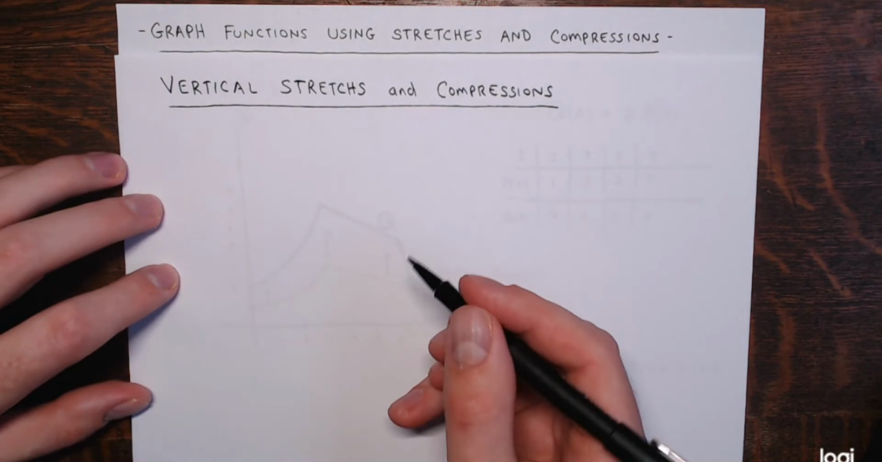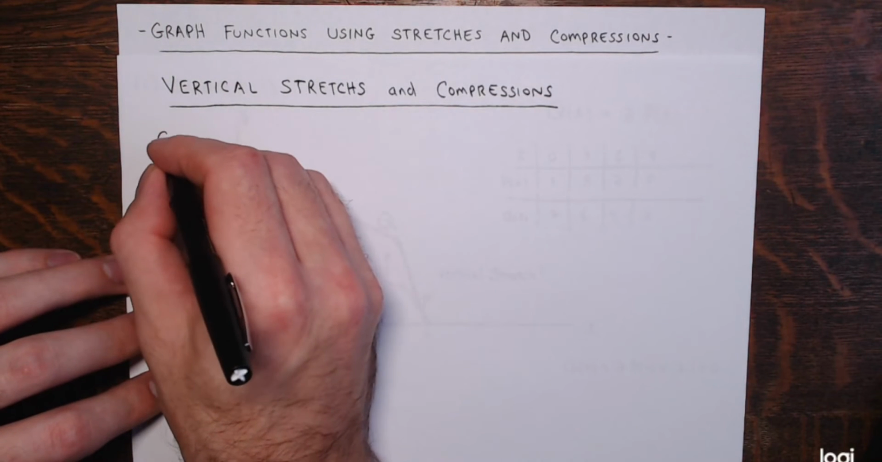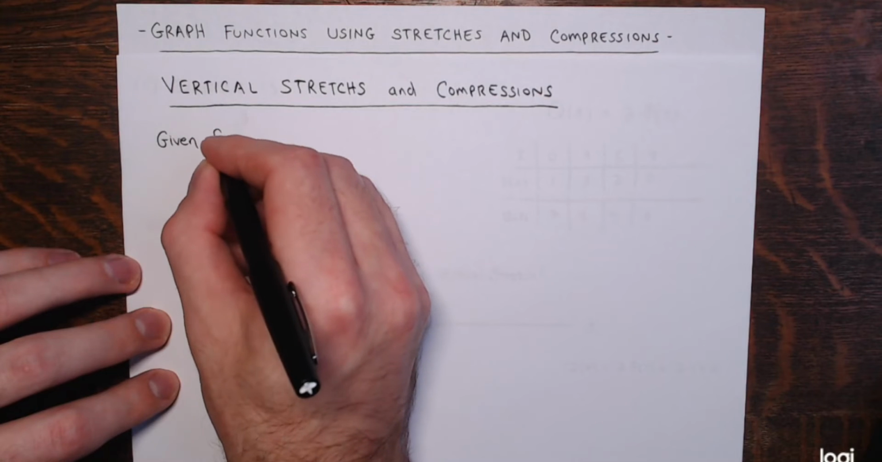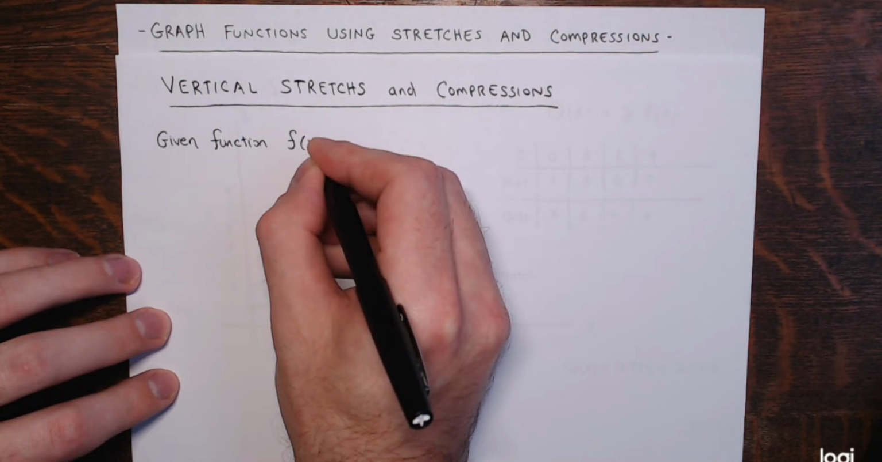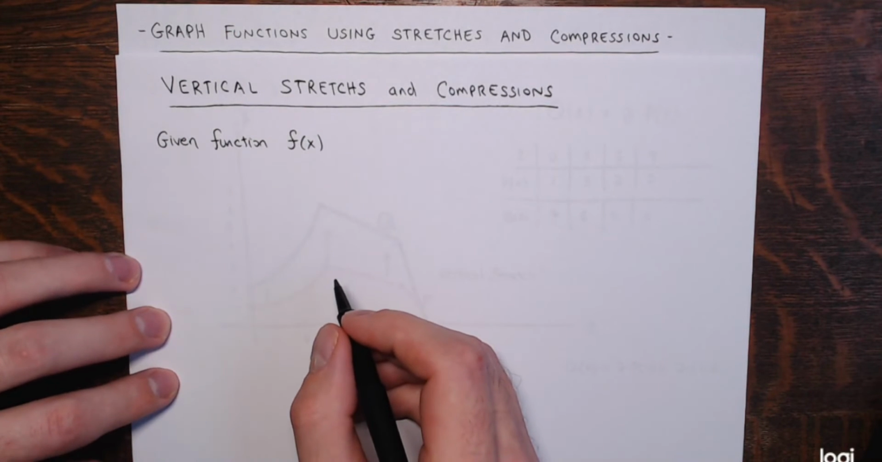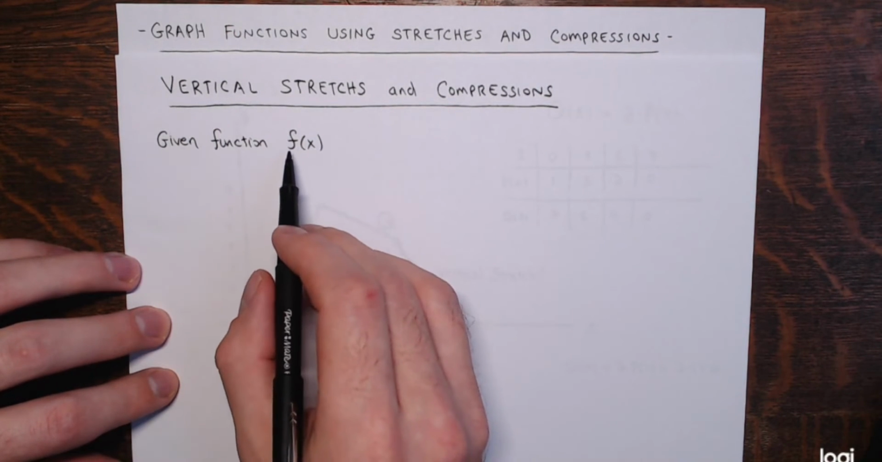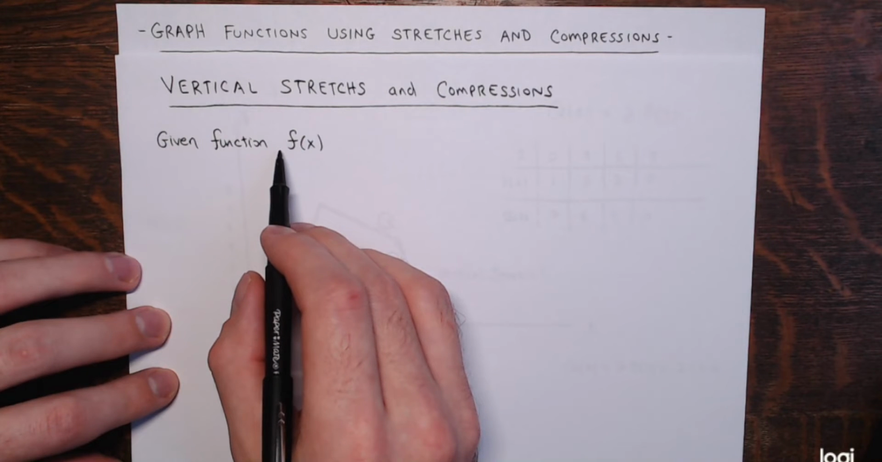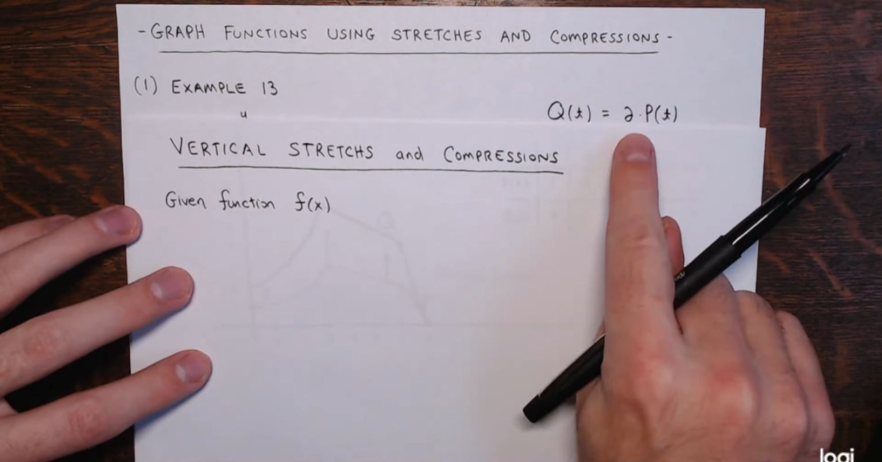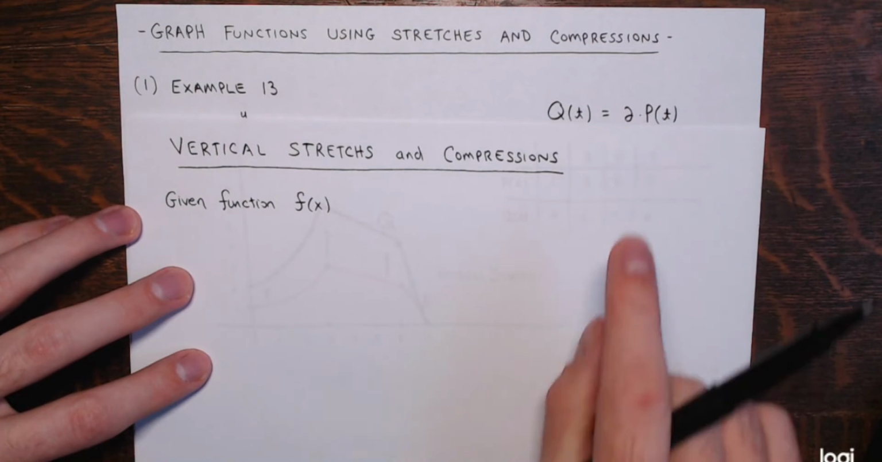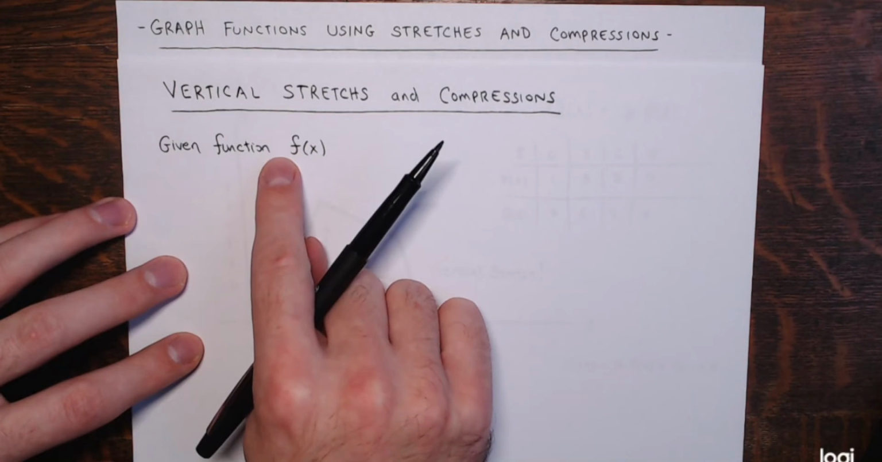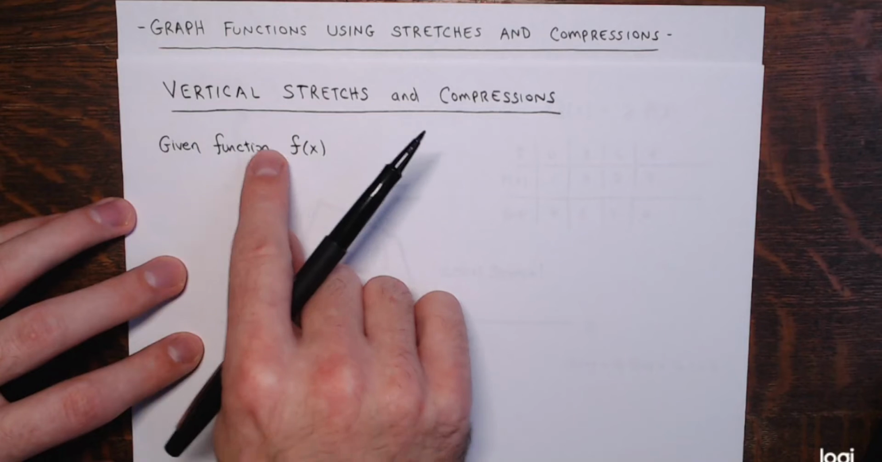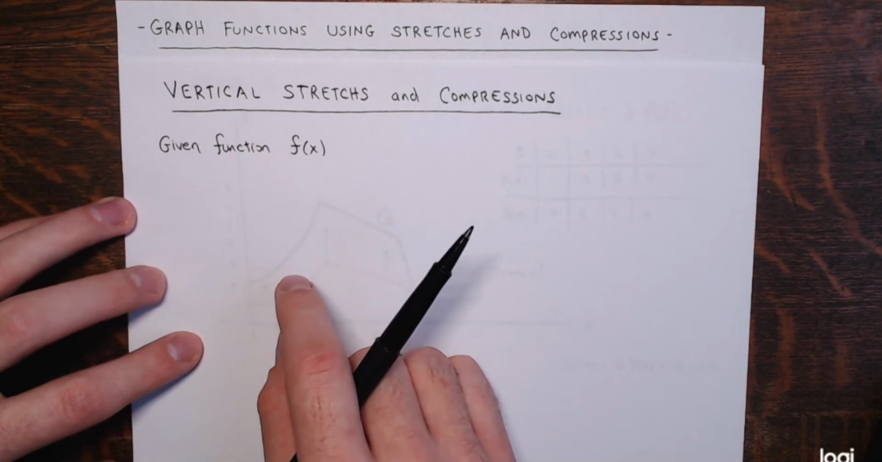All right, so given a function, say f of x, so we're starting off with a function f of x. If you simply multiply f of x by some number bigger than 1, like 2, like we had here, if you leave the rule the way it is and multiply it by some number bigger than 1, you cause a vertical stretch.